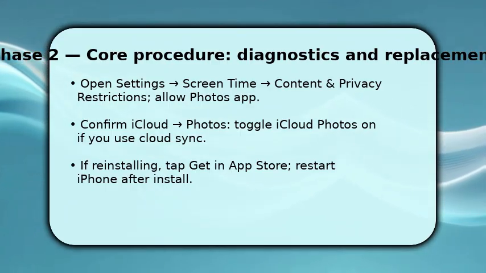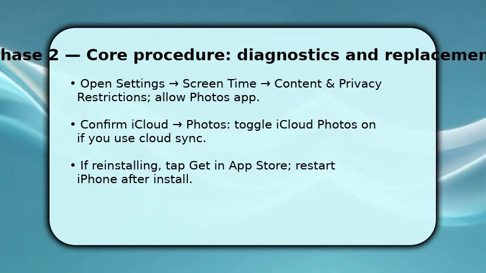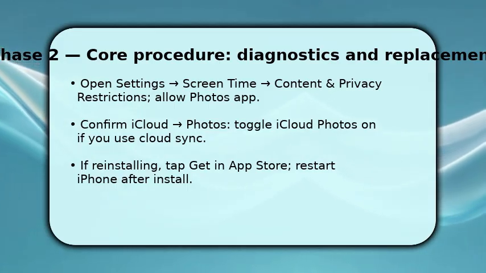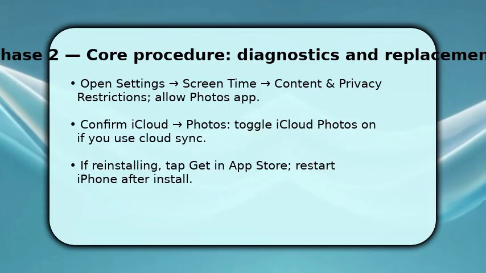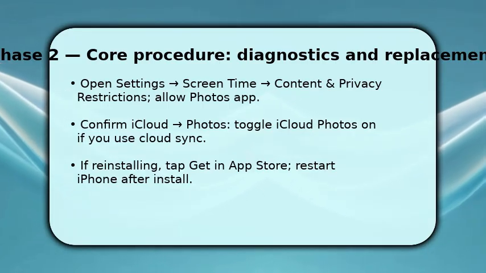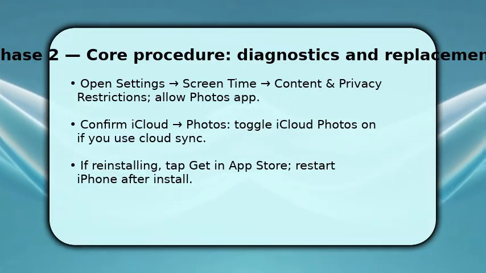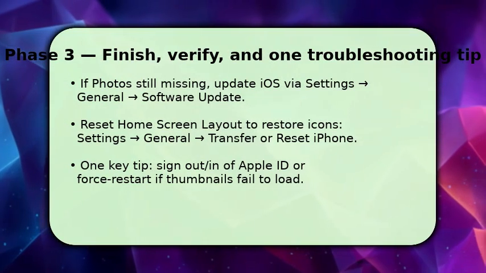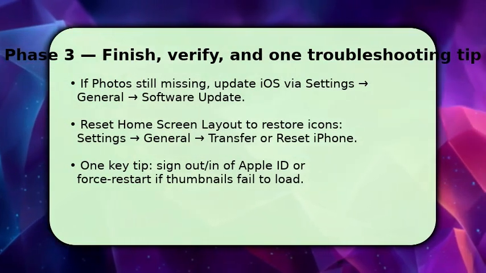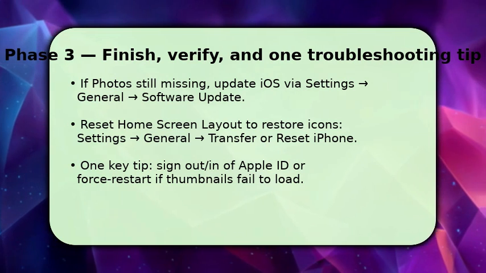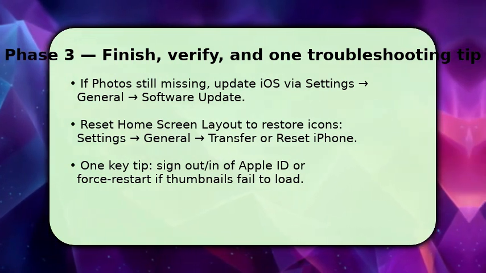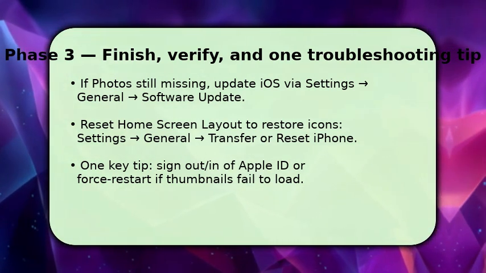After reinstalling the Photos app from the App Store, restart your iPhone to finalize system integrations and let iOS rebuild thumbnails and indexing for faster access. Finish by updating iOS. An out-of-date system can block app behavior. Go to Settings, General, Software Update, install any updates, and then check Photos.